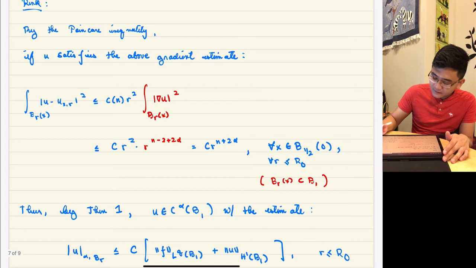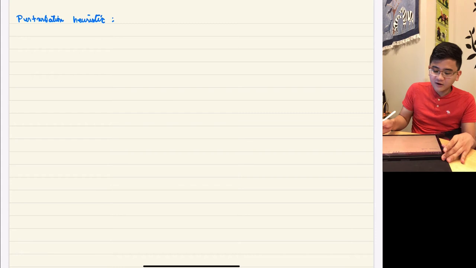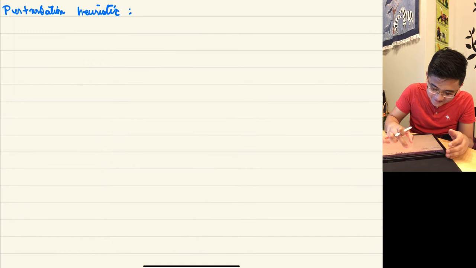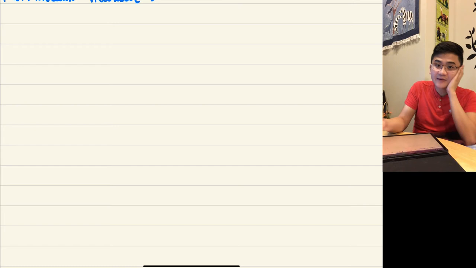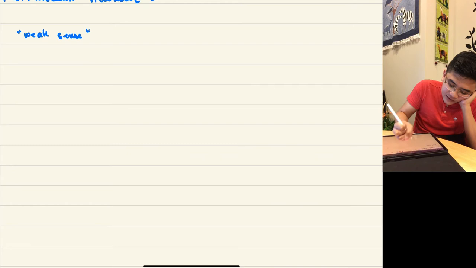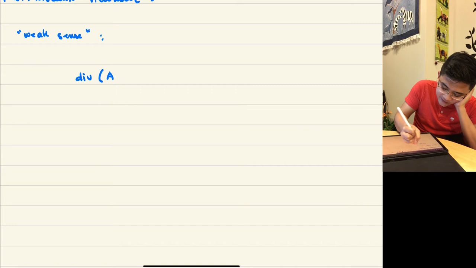So let's look at some kind of heuristic as to what's going to happen. Okay, so let's see if I can write this nicely. So this is all very rough. This is to be interpreted in a weak sense. But the idea is something like this. In a weak sense, you have that divergence of A of x grad u plus cu is equal to f.